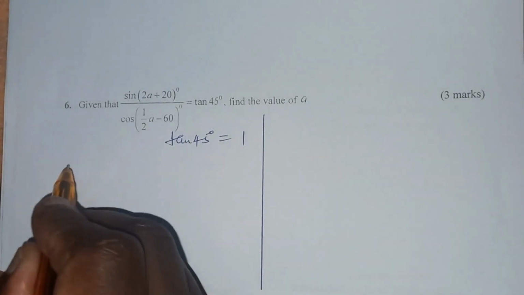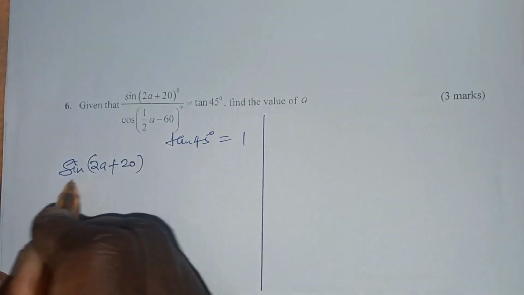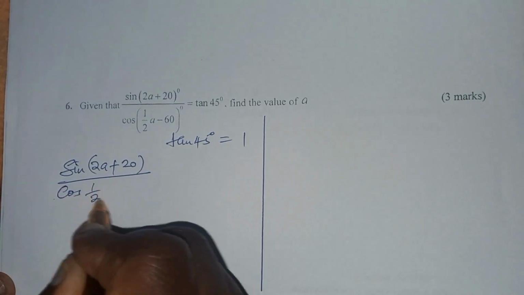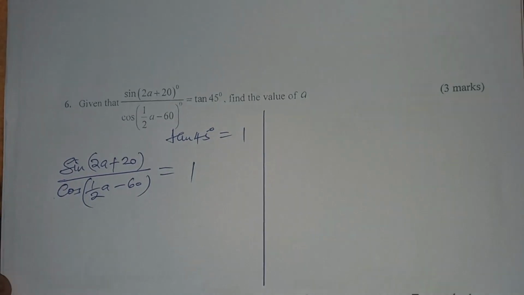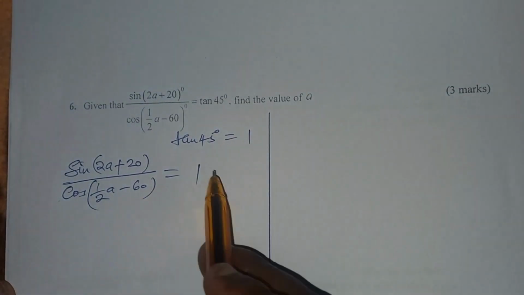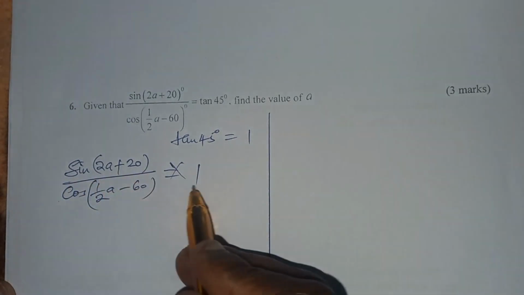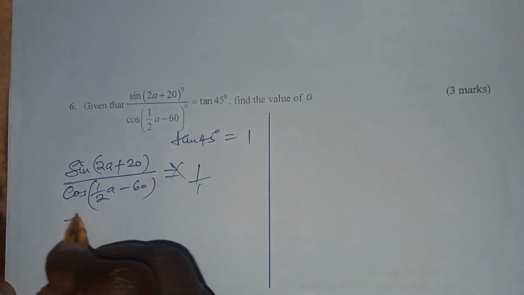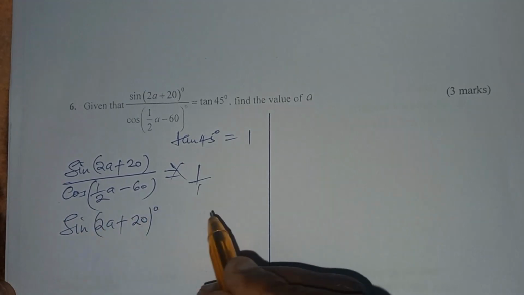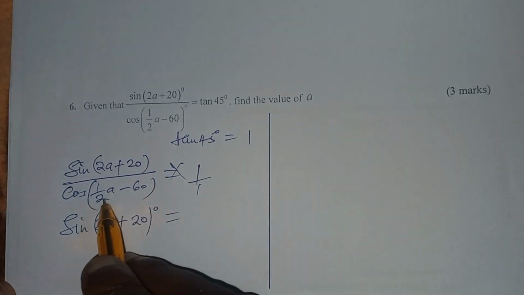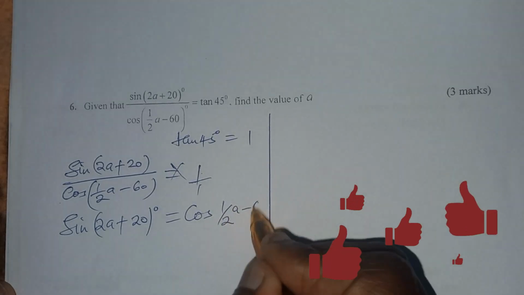So you have sine of 2a plus 20 divided by cosine of half a minus 60 is equal to 1. From this now you can cross multiply. You'll have sine of 2a plus 20 multiplied by 1. So this will be sine of 2a plus 20 degrees is equal to cosine of half a minus 60 multiplied by 1. That will give cosine of half a minus 60.